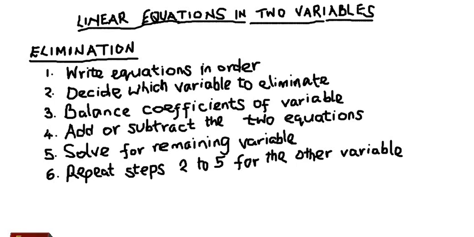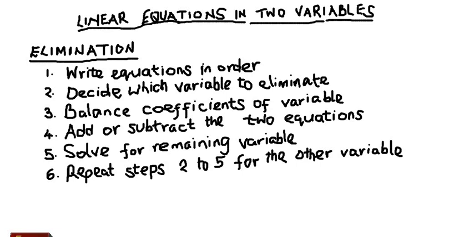Once you have decided on which variable to eliminate, the next step is to check what coefficients are on the variable that you want to eliminate. If the coefficients are different in the two equations, then you must make sure that you balance them. We're going to look at an example and just see how this balancing is done.